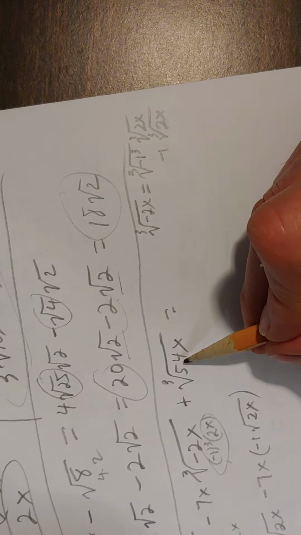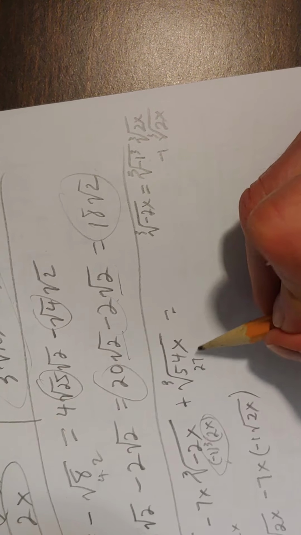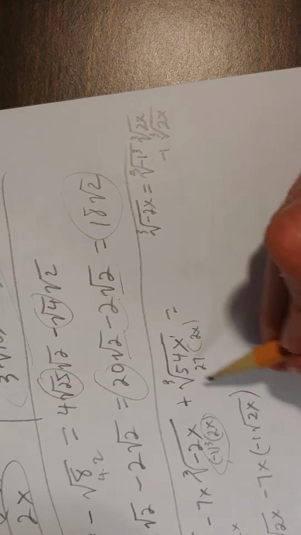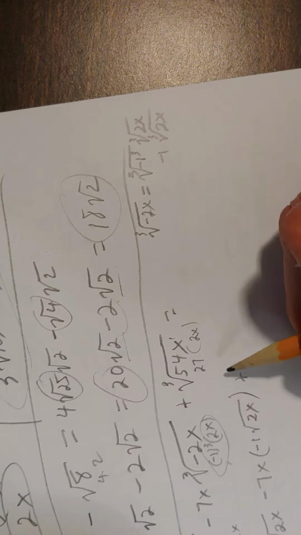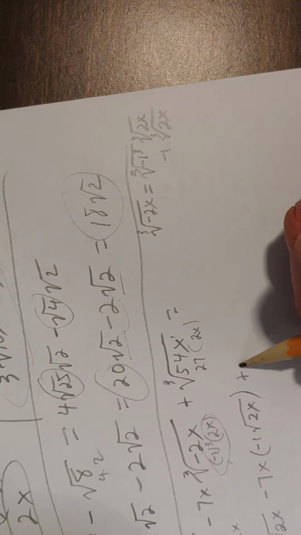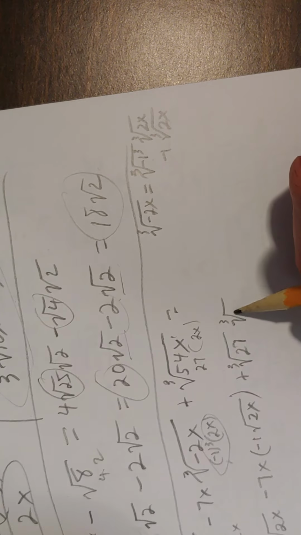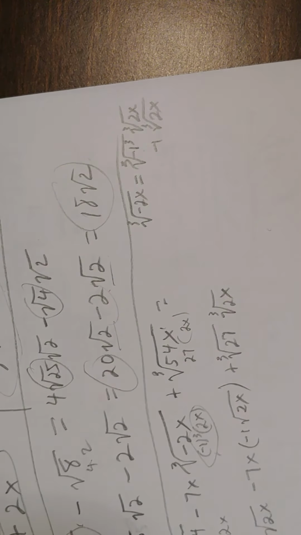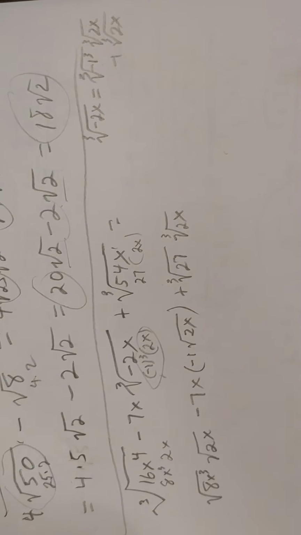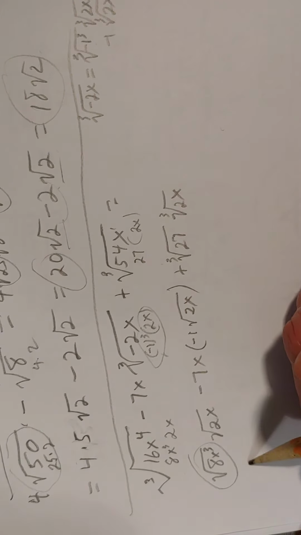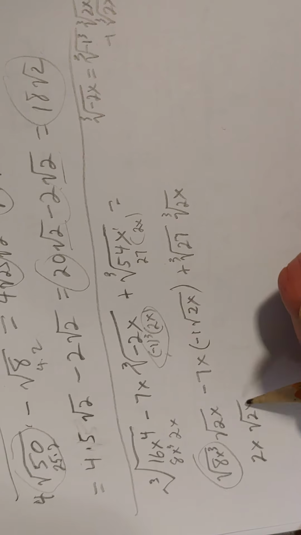And then 54 can be written as 27 times 2. X is to the first power, so there's no perfect cube there. So I can write that radical as the cube root of 27 times the cube root of 2x. Okay? So this becomes, the cube root of 8x cubed is just 2x times the cube root of 2x.